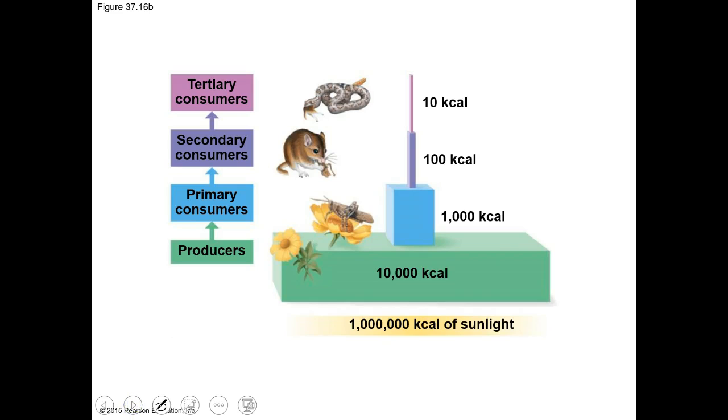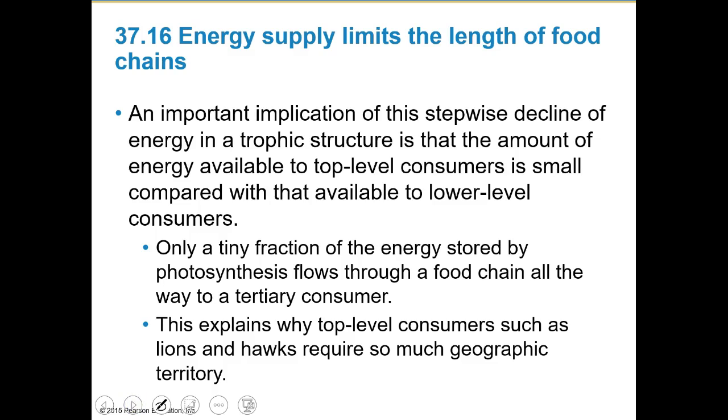So this is the idea: if there's 1,000,000 kcals of sunlight, only 10,000 will go to producers, only 1,000 to primary consumers, only about 100 to secondary consumers, and only 10 to tertiary consumers. So if you think about our owl all the way up to maybe a quaternary consumer, it would only receive 1 kcal of energy. So there's not much after that because that's about where the energy ends. There's not much you could do with the rest of it. A lot of it's lost as heat along the way.